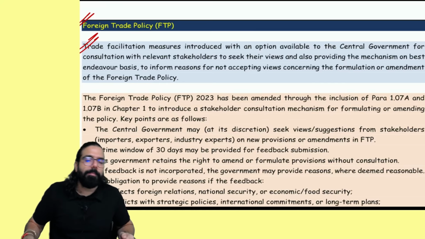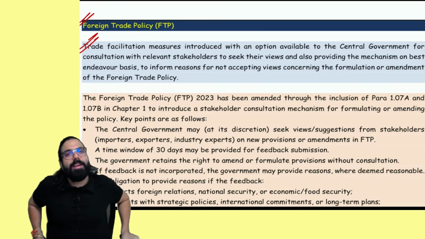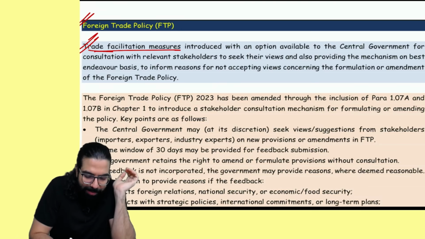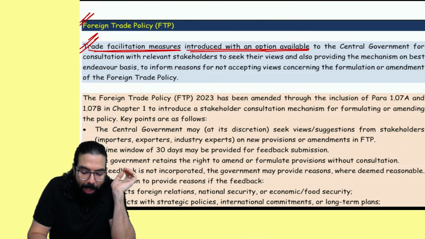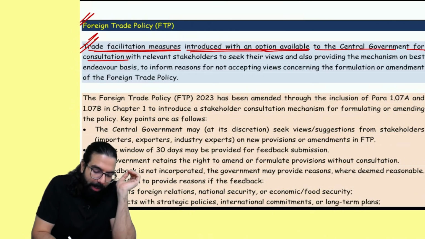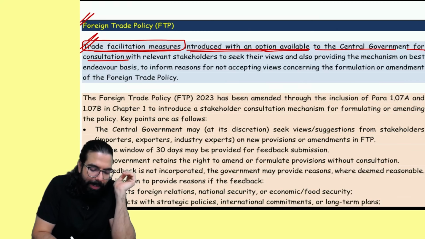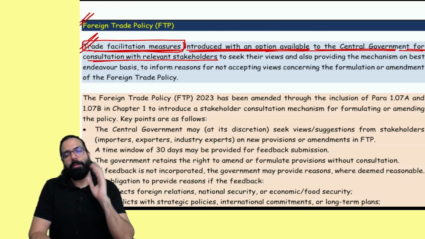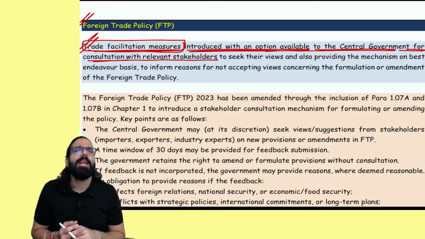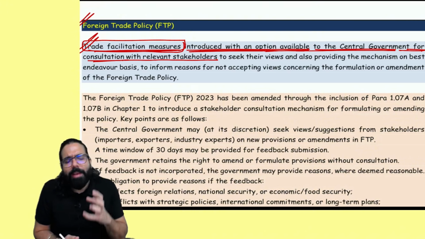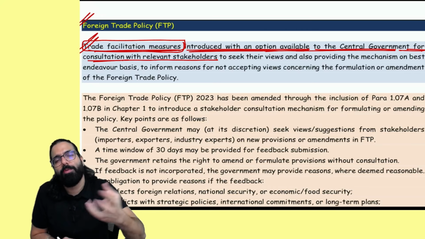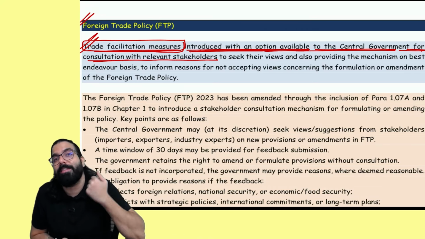Foreign trade policy: government has gone ahead and told that trade facilitation measures are there in your foreign trade policy. Now, trade facilitation measures are introduced with an option available to the central government for consultation with relevant stakeholders. Whenever government introduces any trade facilitation measure, it can consult the relevant stakeholders: do you suggest anything? Any suggestion do you have?